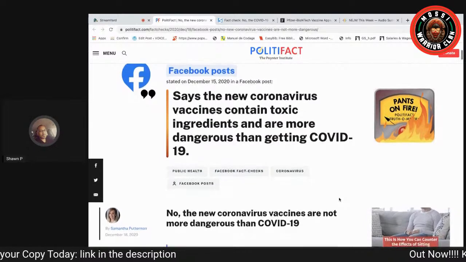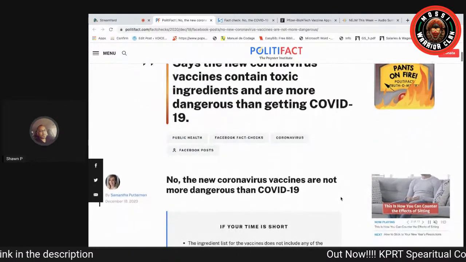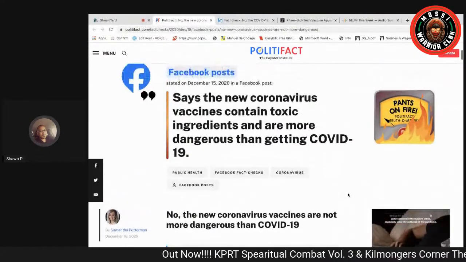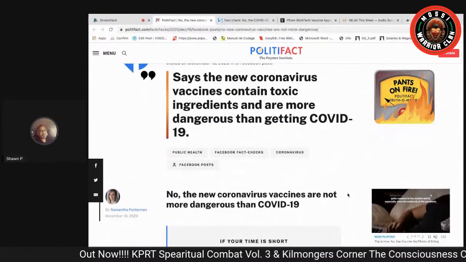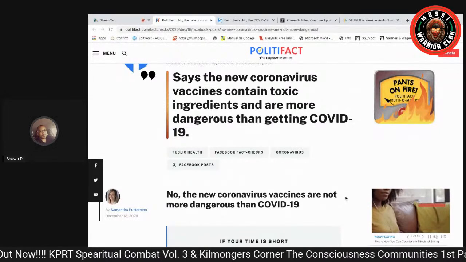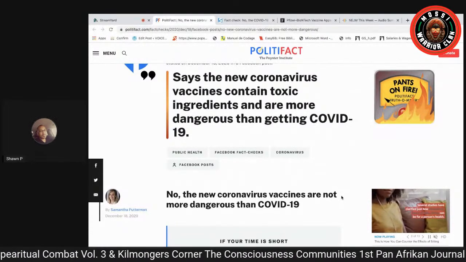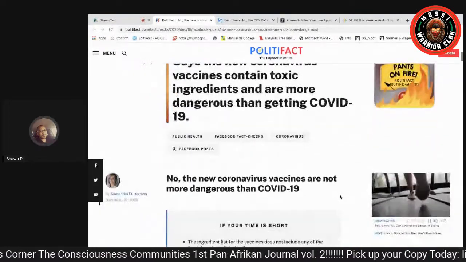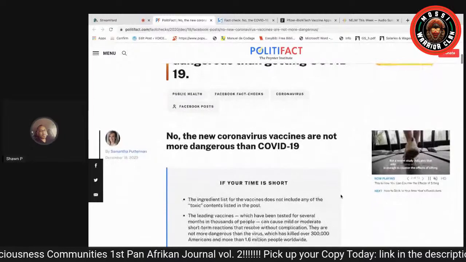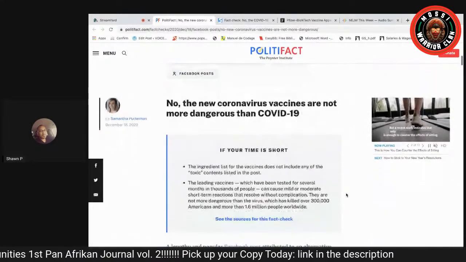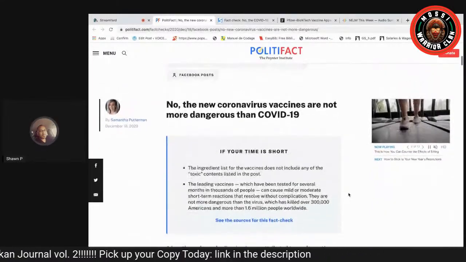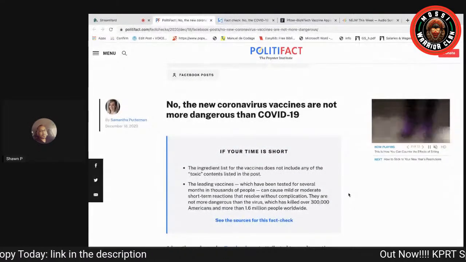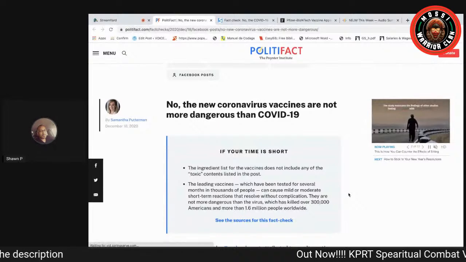All right, so I just wanted to go ahead and deal with PolitiFact and get into a claim that was on Facebook. It says a new coronavirus vaccine contains toxic ingredients and is more dangerous than getting COVID-19. That claim was posted December 15, 2020. No, the new coronavirus vaccines are not more dangerous than COVID-19. So we have people that are afraid of getting the actual vaccination saying they'd rather take their chances with getting COVID-19. I just want to let y'all know what you're up against.